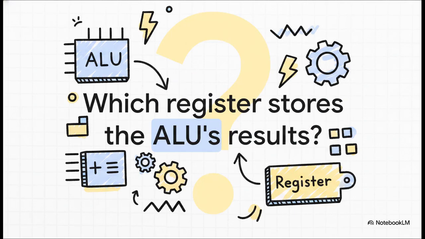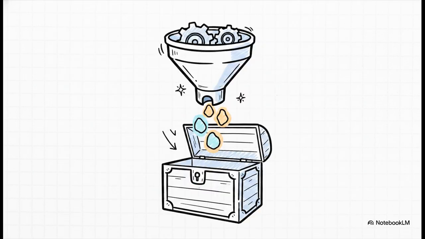Last rapid-fire question for you. Which register is strictly meant to store the results of the Arithmetic Logic Unit? Yep, it's the accumulator. That is your primary general-purpose register for calculation outputs. The mark scheme is super strict here, so just stick with accumulator or its standard abbreviation, and you're golden.